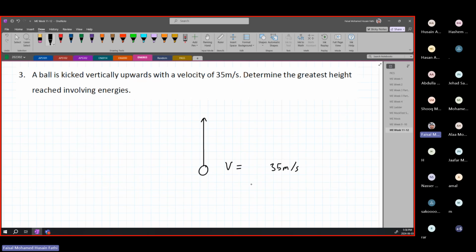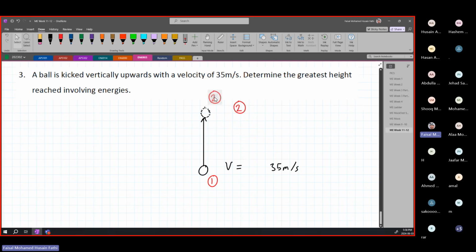So when you have an energy equation like this, where there is motion, always determine your first phase. So this is phase 1. And your second phase, this is phase 2, where the ball is stopped at the top, all right? Because it's the greatest height it reaches. The greatest height is basically when the ball stops before it starts falling down. So this is going to be our phase 2.